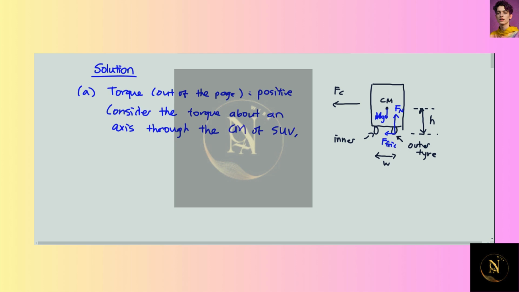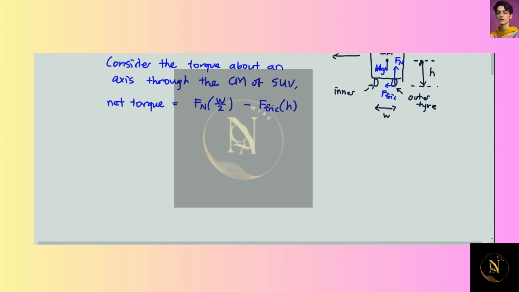So the net torque about the center of mass will be Fn times W over 2 minus F friction times H. And from the free body diagram, Fn would be mg, and the frictional force is the centripetal force, which would be mv squared over r.